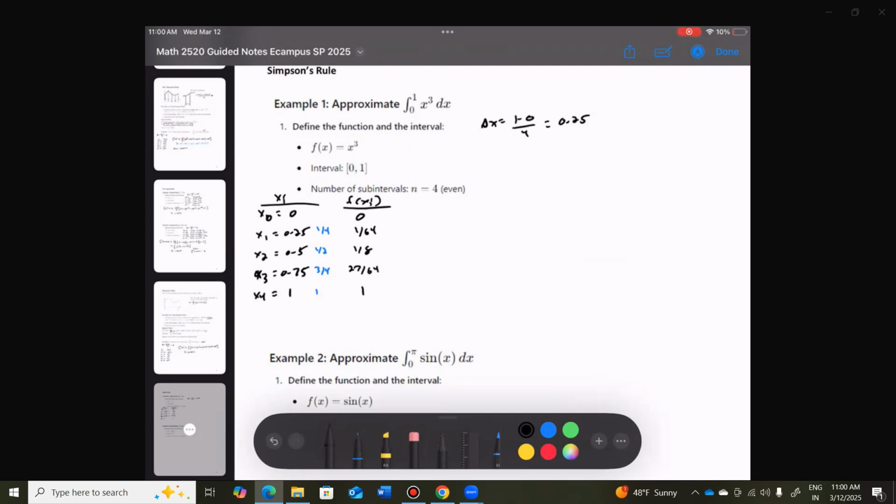And so our Simpson's rule, integral from 0 to 1 of x cubed dx is approximately delta x, 0.25 over 3, times 0 plus 4 times 1 over 64 plus 2 times 1 over 8 plus 4 times 27 over 64 plus 1.